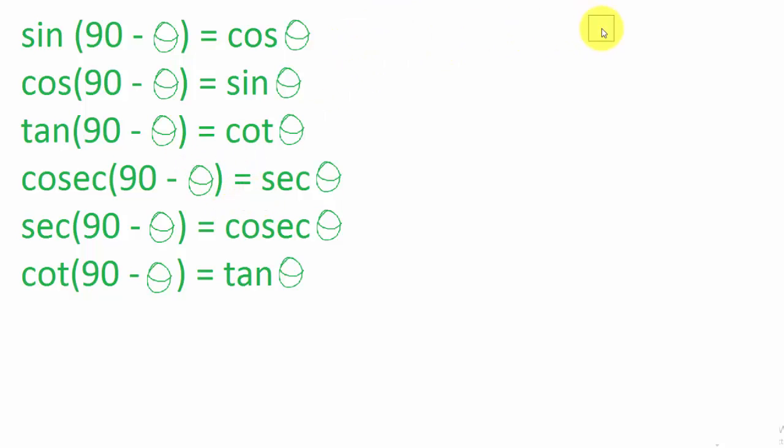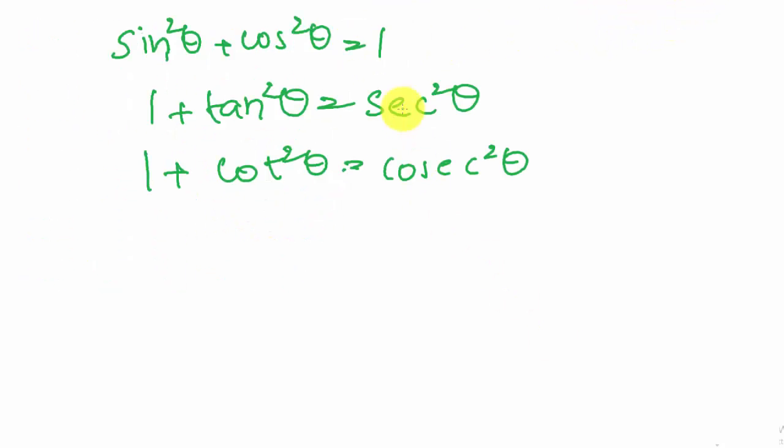Now let's go for some other identities. Okay, these are the three main identities. Although you're not gonna mostly use these, just keep this in mind for future purposes. It's gonna be important.